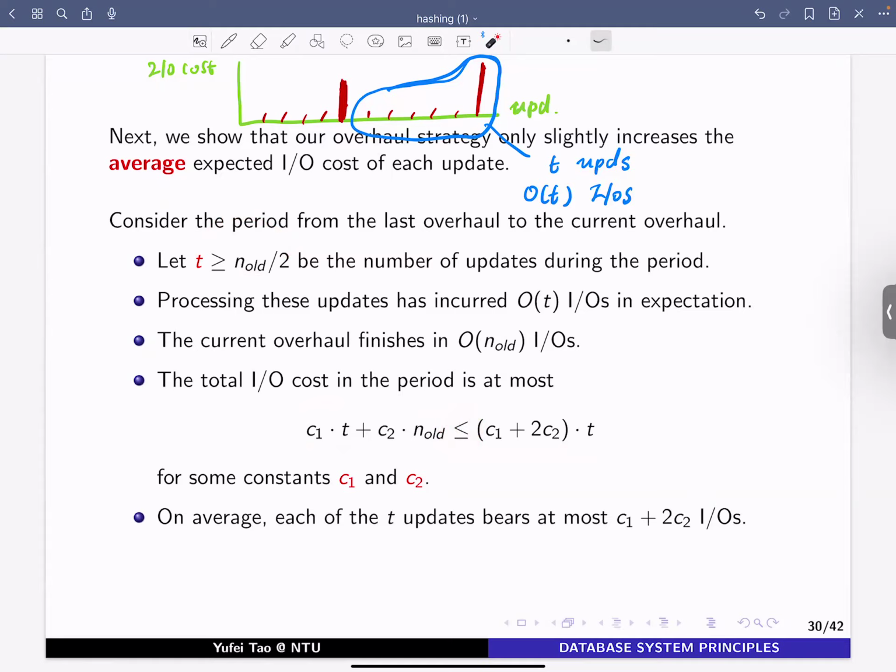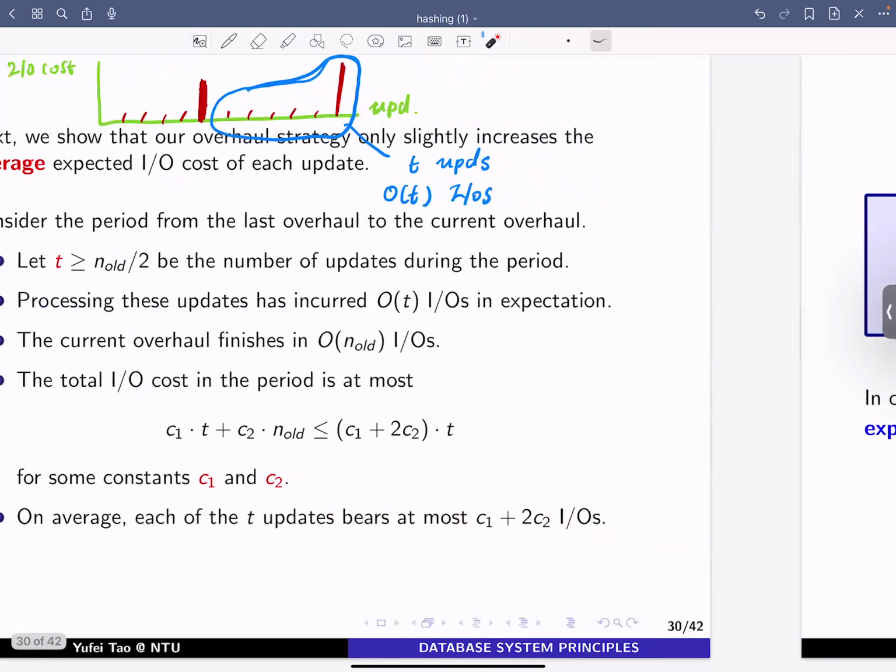So what have we shown? We have shown that in this period T, even with the overhaul, you will be doing at most (C1 plus 2 times C2) times T. This is not too bad, right? Because even if you did not have the overhaul, you would already be doing C1 times T. But now you are just doing C1 plus 2 times C2 times T. So the total cost is still proportional to T. You might as well say that, in terms of total cost, on average, every update has performed a slightly higher number of IOs, and this is still bounded by a constant.